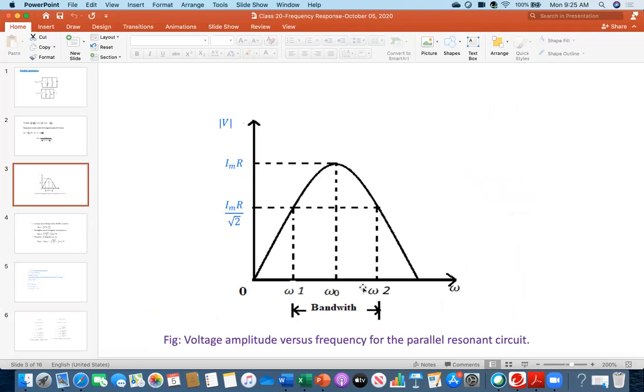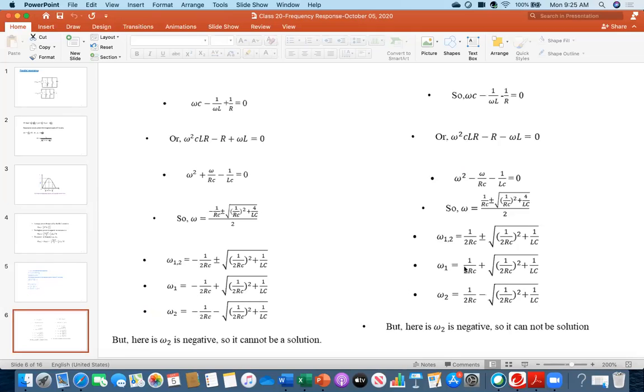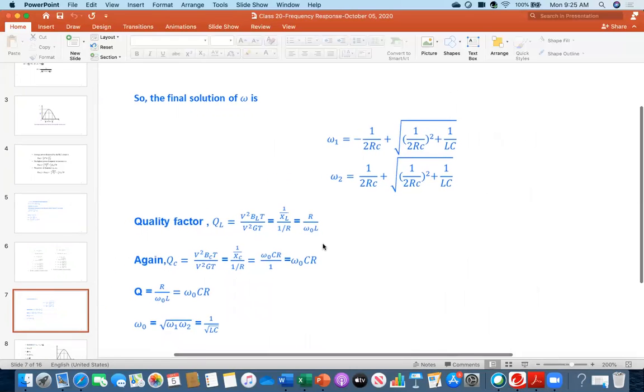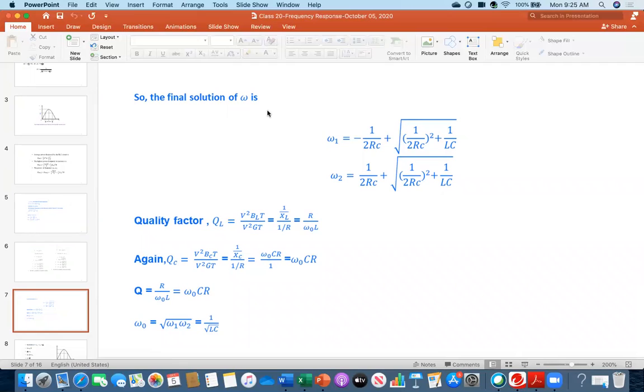Here, you see, definitely omega 2 is larger than omega 1. Therefore, this will be your omega 2 and this will be your omega 1. So accordingly, here I think I'm writing that. You see, the final solution omega is omega 1 and this is omega 2. Everybody, could you follow me?